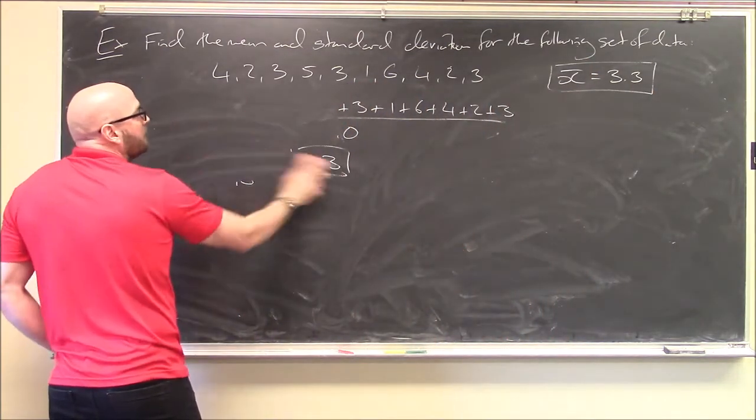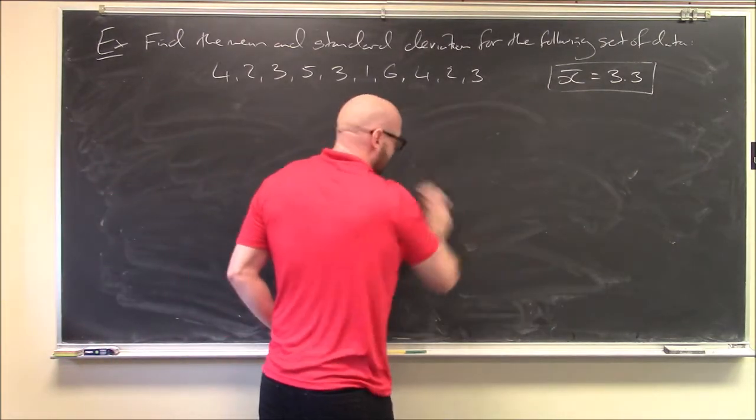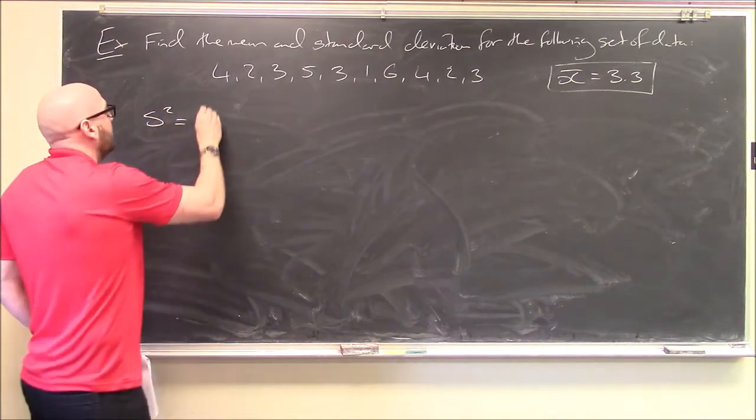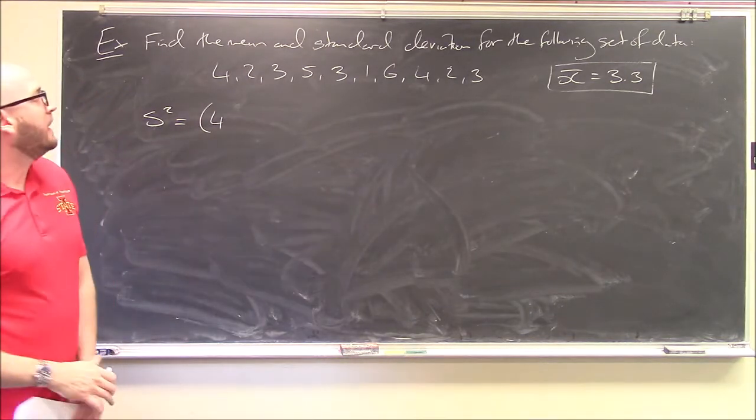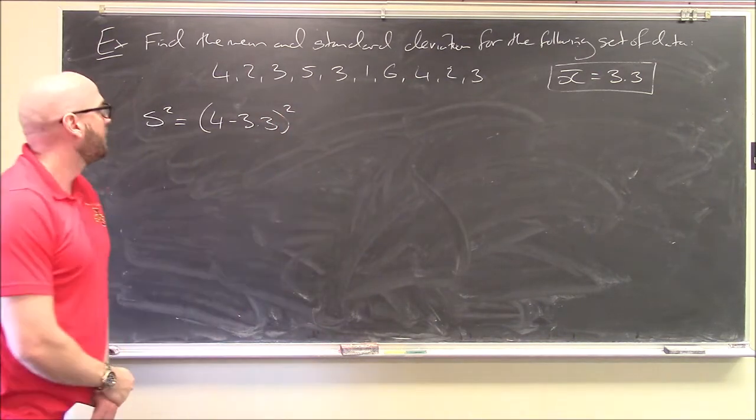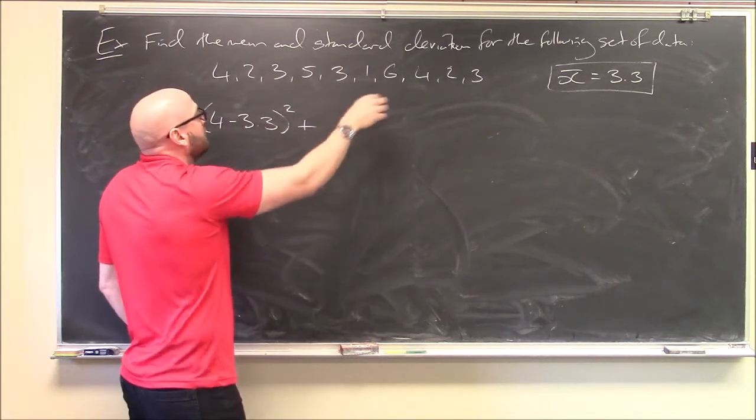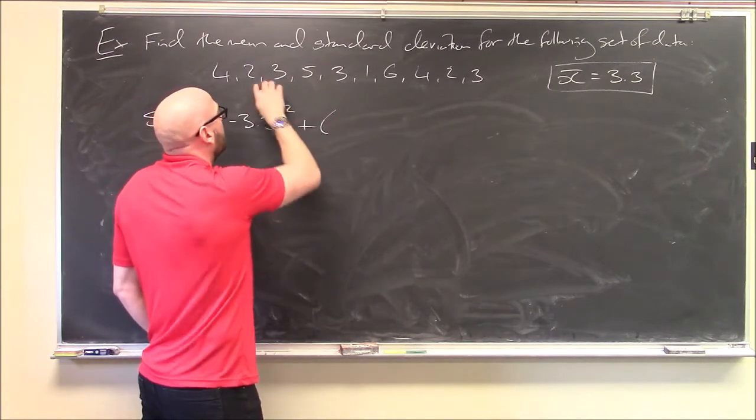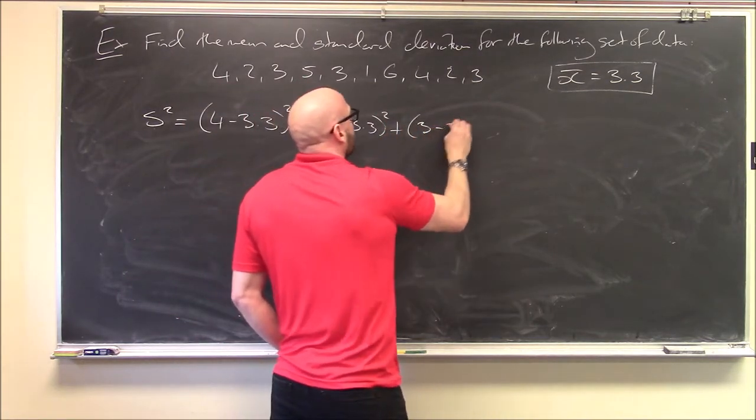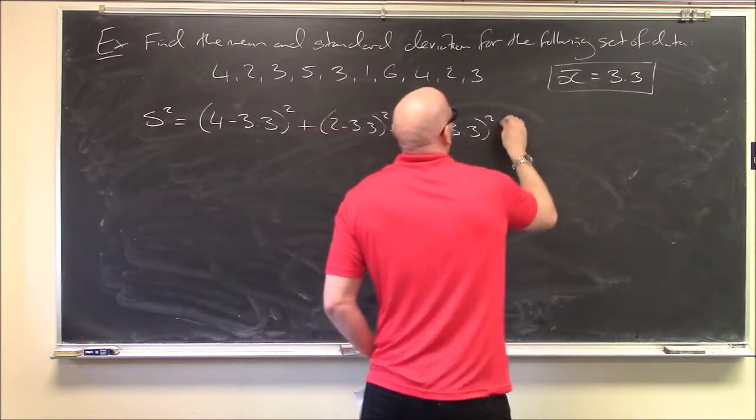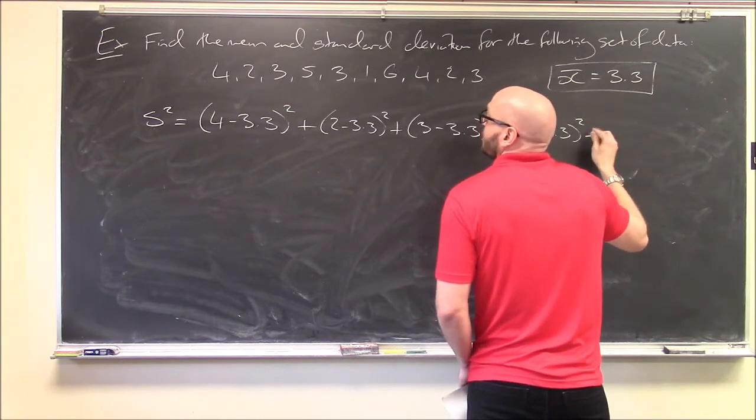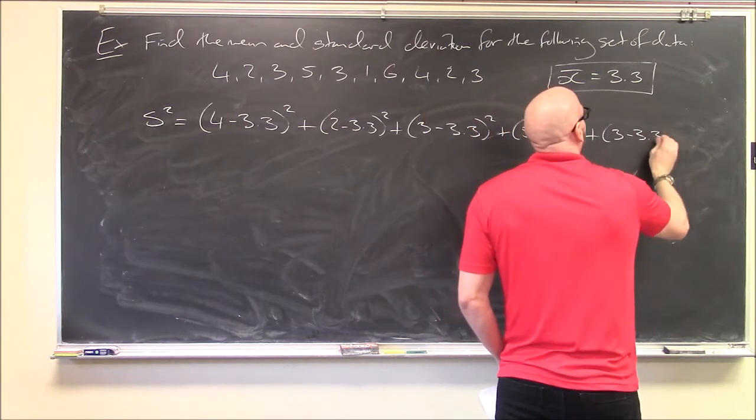Now, we want to find the standard deviation. So the first thing we'll do is we'll compute the variance and then square root it. So the variance, how do we do that? Well, we take each element in the set, 4, and we subtract off the mean, 4 minus 3.3, and we square it. And then add to it, doing this for every element. So then we've got 2 minus 3.3 squared plus 3 minus 3.3 squared plus 5 minus 3.3 squared plus 3 minus 3.3 squared.